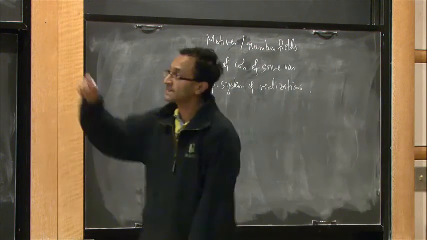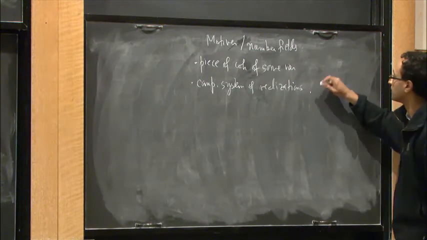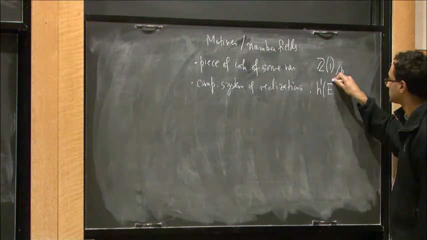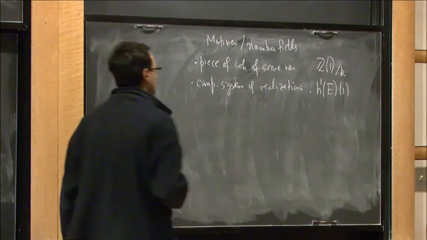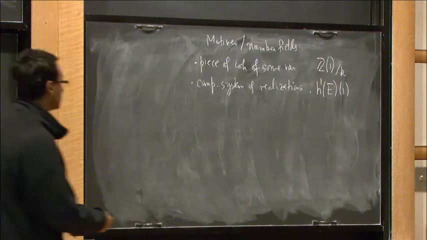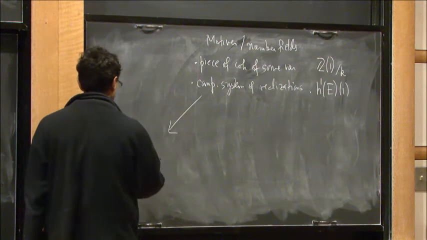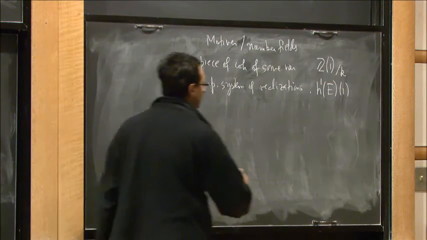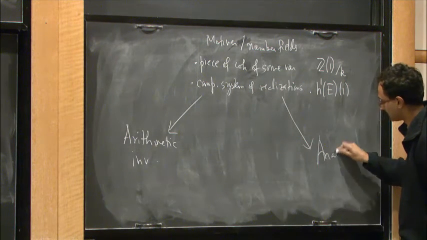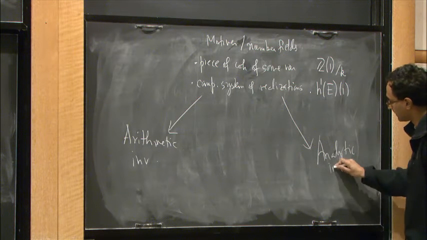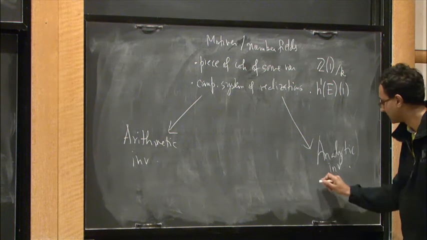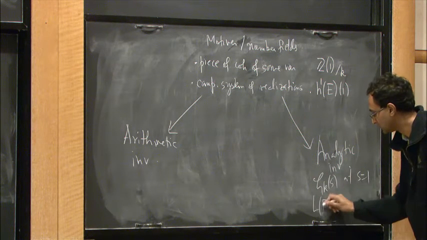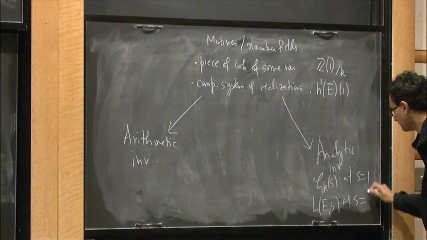Okay, and so in the two examples that I wrote down, the motives I'm thinking about here are either Z of 1 over k, or H^1(E) with a Tate twist of 1. Now, if you start with a motive, you can associate to it, on the one hand, arithmetic invariants, and on the other hand, analytic invariants. So the two examples I'm thinking about here are the zeta function ζ_K(s) at s equals 1, or L(E, s) at s equals 1.